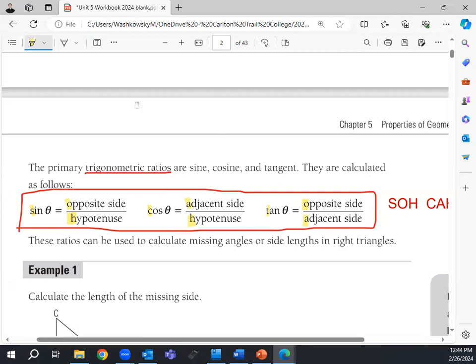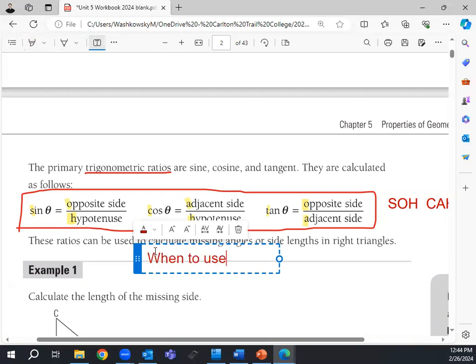Okay, so when do we use trigonometric ratios? We use this again. So when to use? We have one side or two. Yeah, when you have one side.